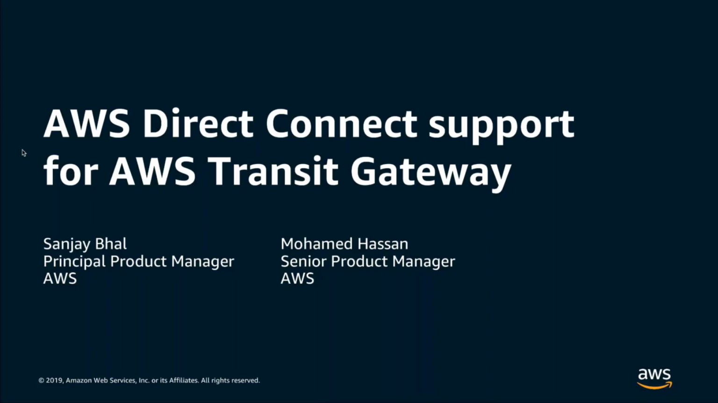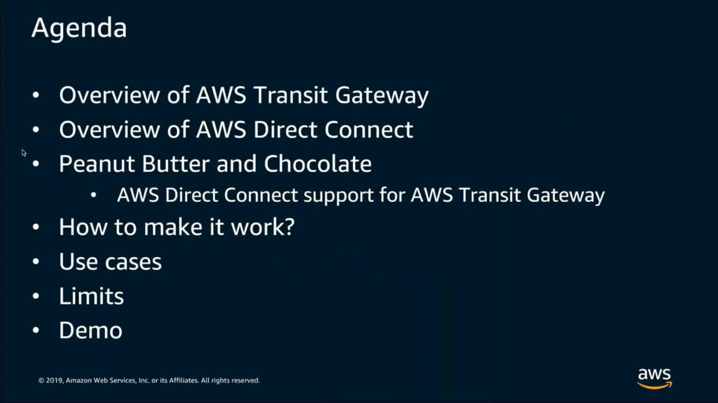Let's go over the agenda for today. Today we'll cover an overview of AWS Transit Gateway and a recap of previous webinars that we have. We'll also get an overview of AWS Direct Connect, and then we'll talk about how both come together, as in connecting AWS Direct Connect with your Transit Gateway and how it works. Then we'll cover use cases and limits, and then we'll go on a demo just to show you step by step how we do it.